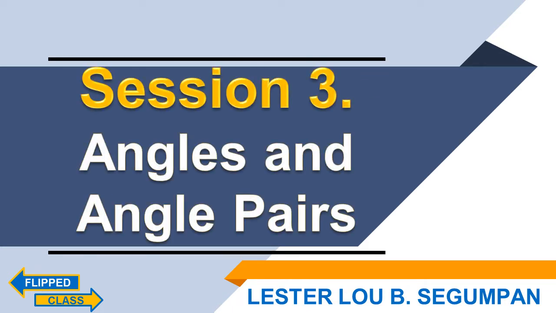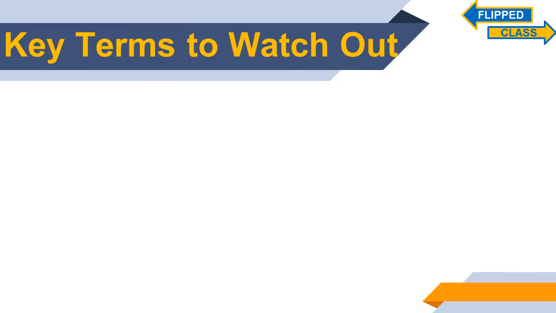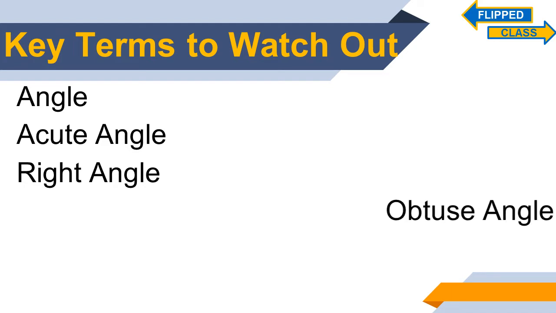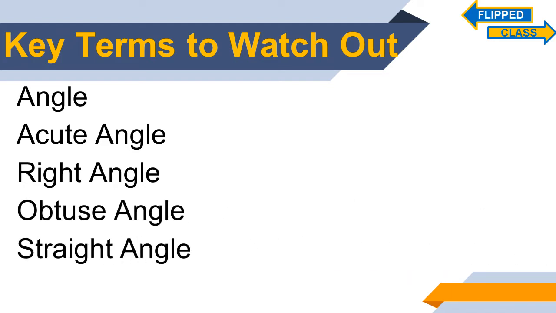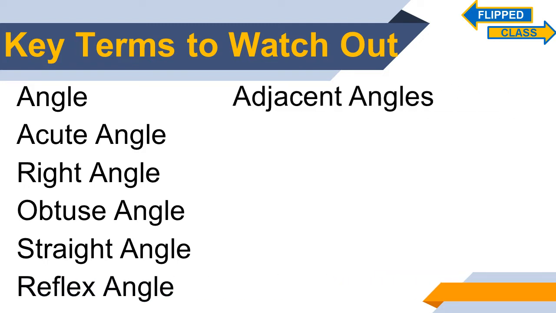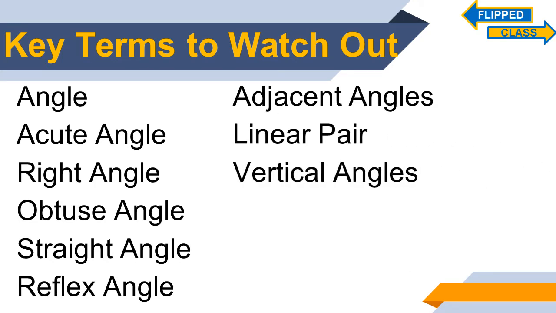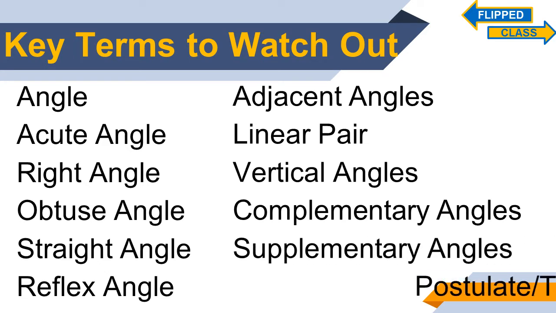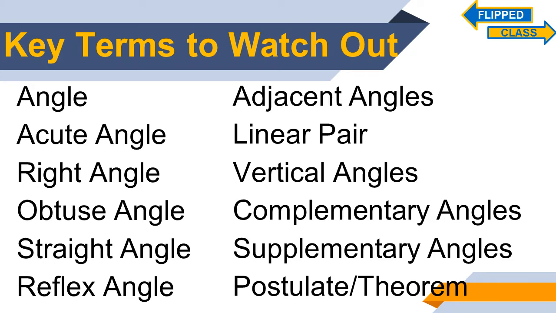Today, our session number 3, is entitled Angles and Angle Pairs. Today you will learn what angles are, including the relationships of the different angles. Here are the key terms you need to watch out for. We have angle, acute angle, right angle, obtuse angle, straight angle, as well as reflex angle. You would also know what adjacent angles are, linear pair, vertical angles, complementary angles, and supplementary angles, including what postulate and theorem is.